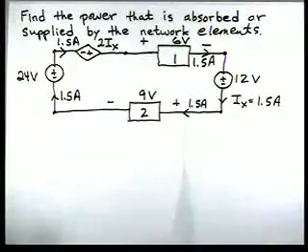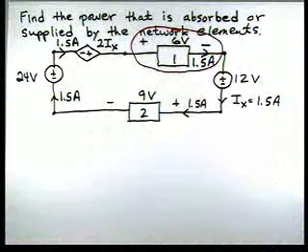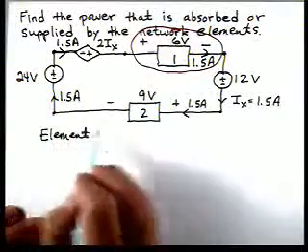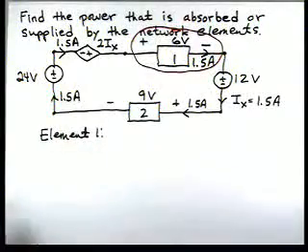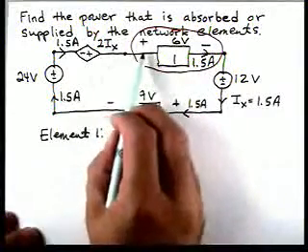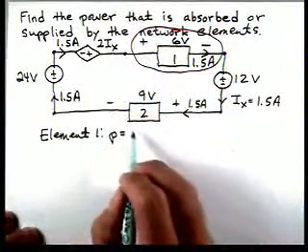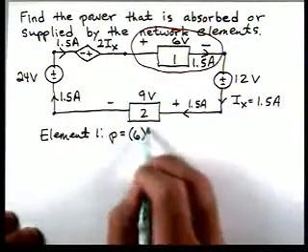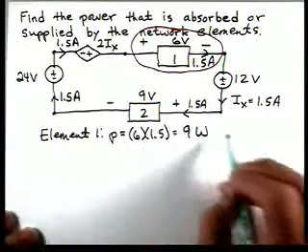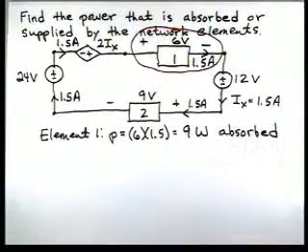Let's first start off with element number 1. If we look at element number 1, we note that the current of 1.5 amps is entering the plus, coming out the minus, so that does satisfy the passive sign convention. So if we take the product of V and I, we'll get the power absorbed. So for element 1, it's absorbing 9 watts.